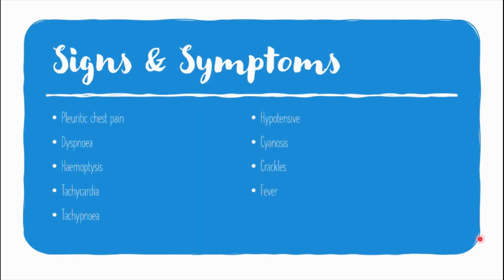In terms of signs and symptoms of a PE, the patient may present with pleuritic chest pain, dyspnea, hemoptysis, tachycardia, tachypnea, hypertension, and cyanosis. On occasion, patients can also present with crackles in their lungs and a fever. It's important to note that only 10% of patients will actually present with the textbook triad of pleuritic chest pain, dyspnea, and hemoptysis when they have a PE.